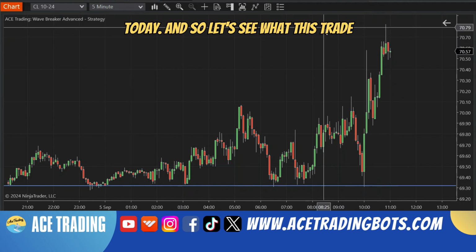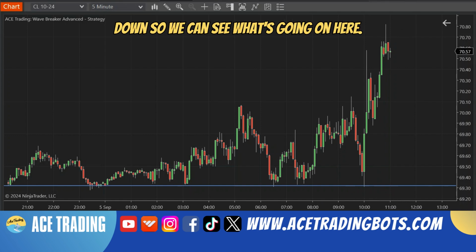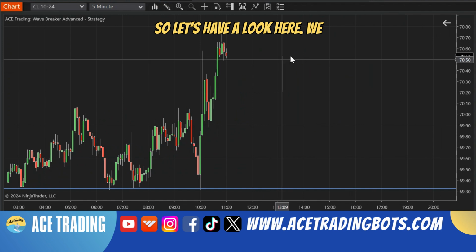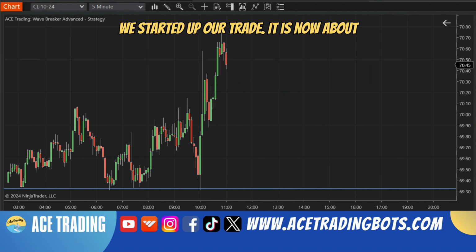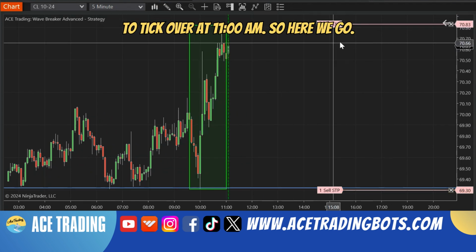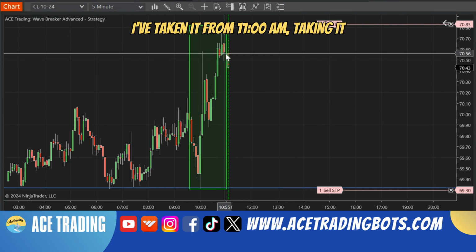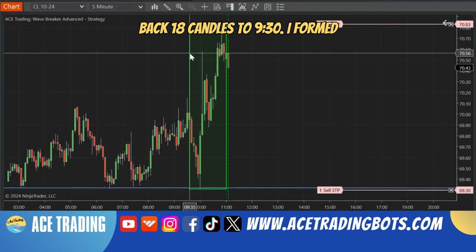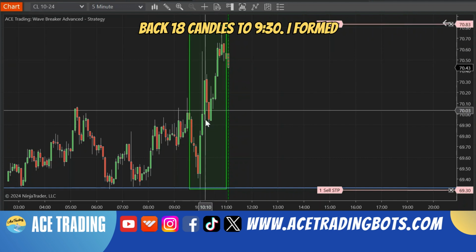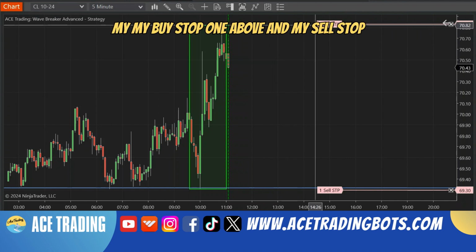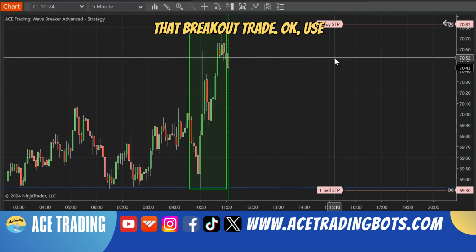Let's see what this trade would look like. I'm just going to slow it down so we can see what's going on here. Let's have a look. We started up our trade. It is now about to tick over 11 a.m. So here we go. I'm just going to pause, and you can see I've taken it from 11 a.m., taking it back 18 candles to 9:30. I formed my breaker. Now I've got my buy stop one above and my sell stop one below, and then we just want to take that breakout trade.